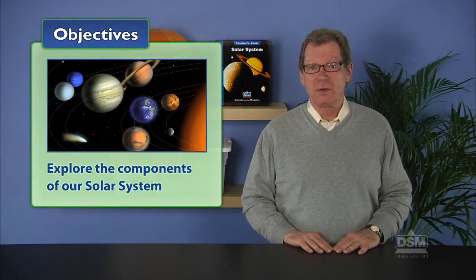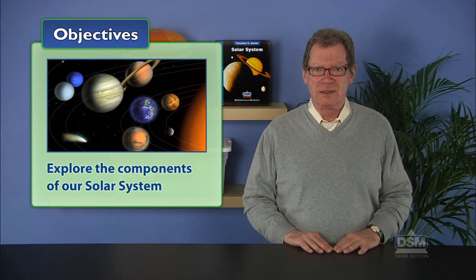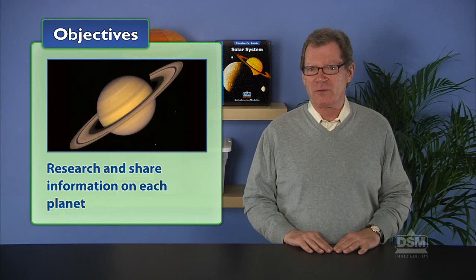In Activity 1, Meet Our Solar System, students explore the components of our solar system. Students first become familiar with the names of the planets and then research and share information on each planet. You'll need the following materials from the kit.